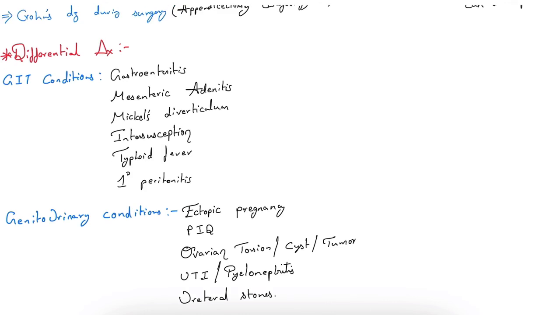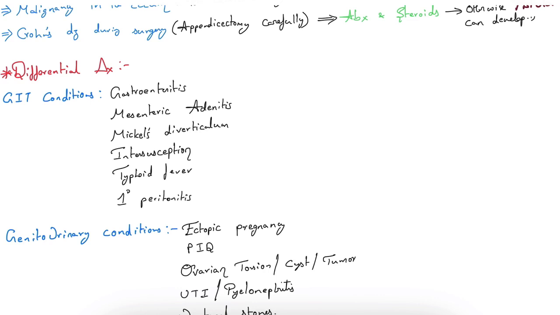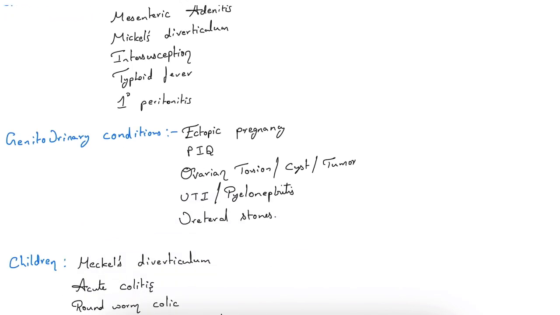So what are the differential diagnoses in appendicitis? We can divide them easily based on conditions, like GIT conditions and genitourinary conditions, with similar clinical features of pain and symptoms. First, GIT conditions: gastroenteritis, mesenteric adenitis, Meckel's diverticulum, intussusception, typhoid fever, and primary peritonitis. These are the differential diagnoses for GIT conditions.